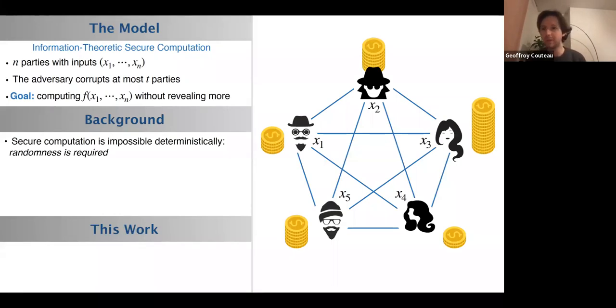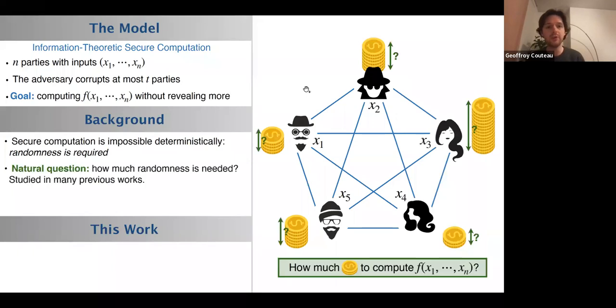And among the many things that are well known, we know that it's impossible to securely compute a function if you don't use randomness, right? Deterministic secure computation is not possible. You need the ability for the parties to toss cryptographically secure random coins. So a well-studied question is to understand how much randomness do we need to securely compute some arbitrary function f.